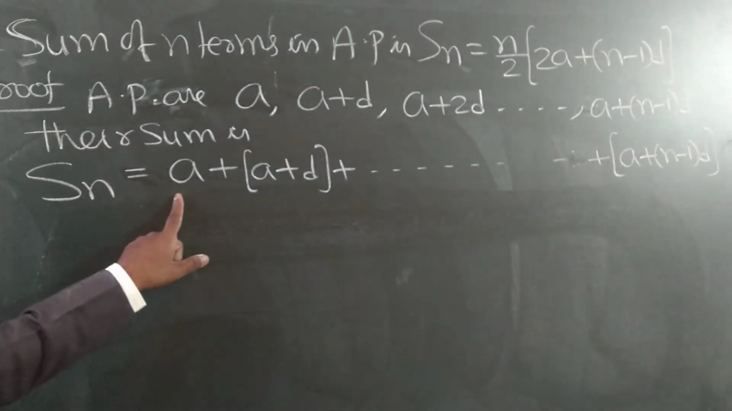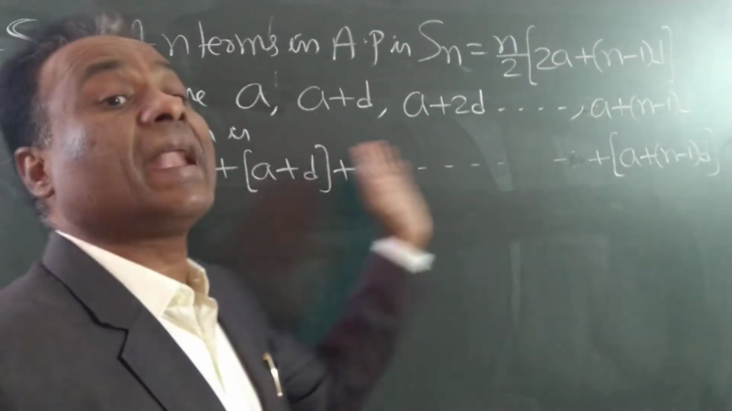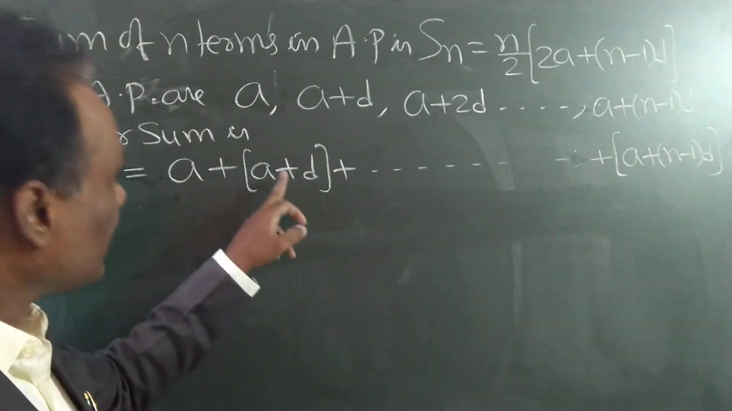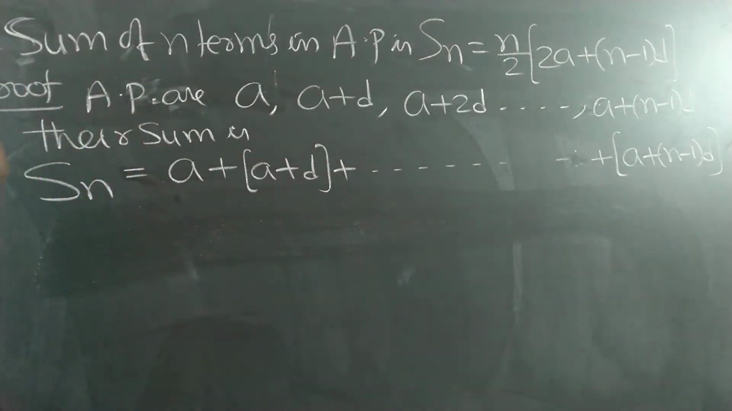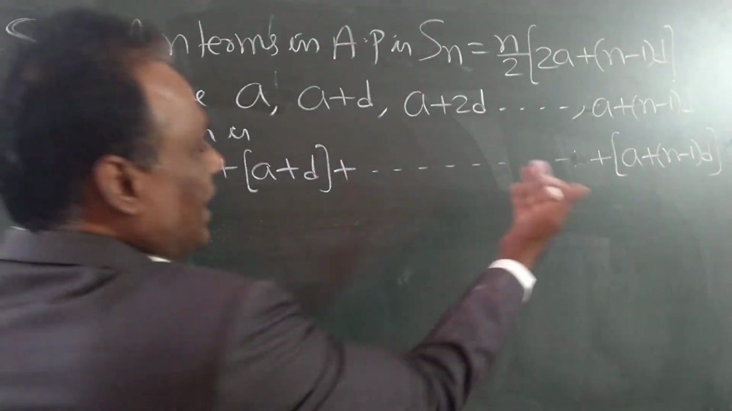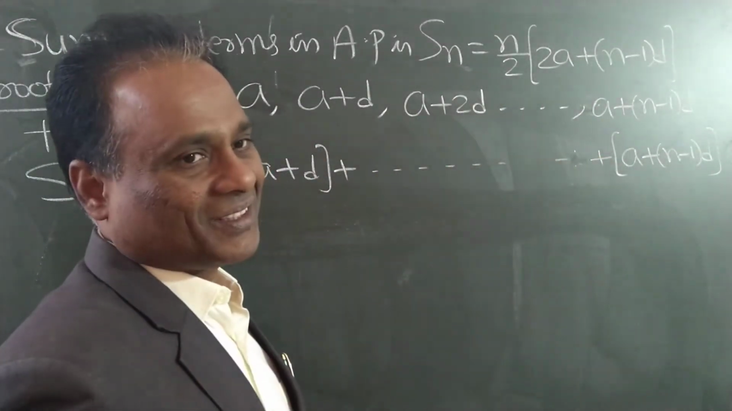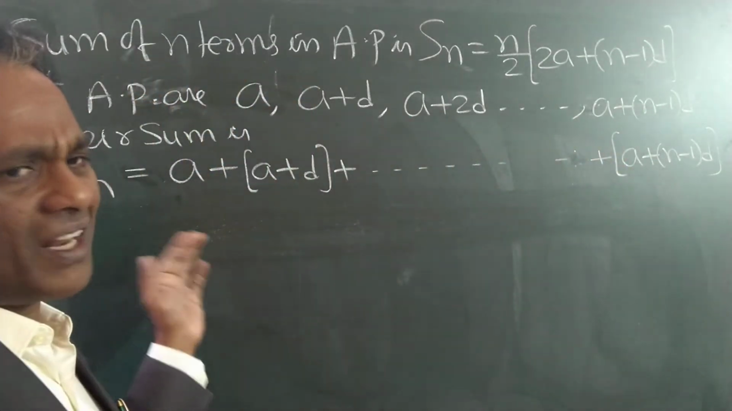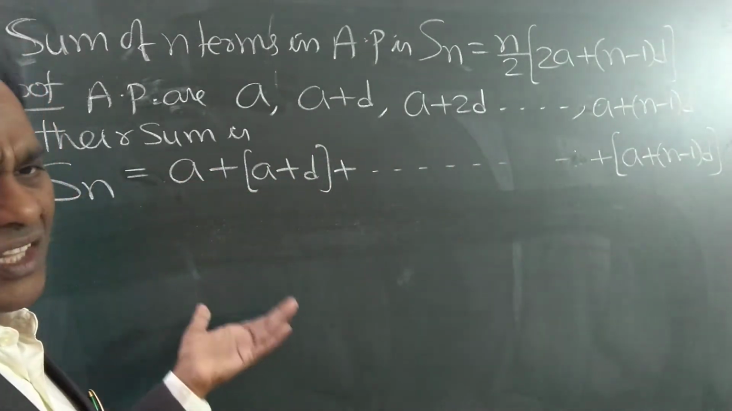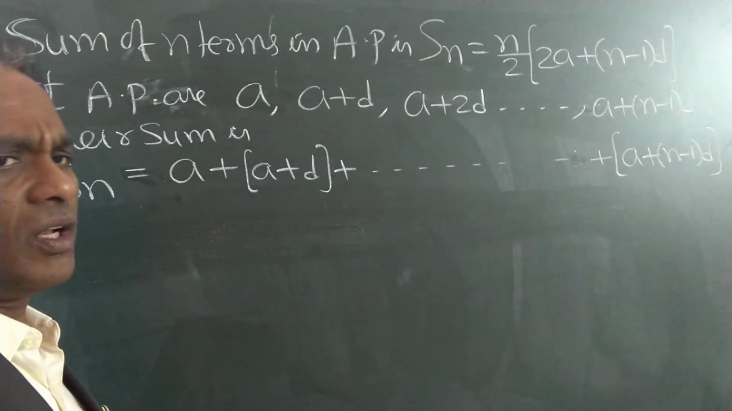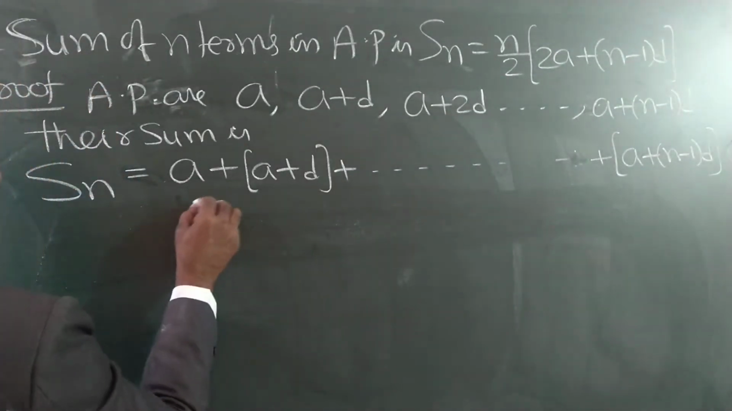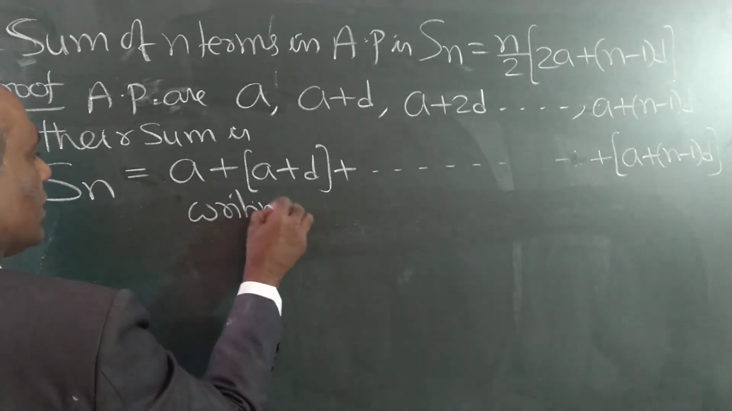See here, first term is a, second term is a plus d. I am adding them: first term plus second term plus third term plus fourth term plus so on, last term. Same, I am writing in reverse order. Even if I write in reverse order, there is no change in the value, because 2 plus 3 and 3 plus 2 are both equal.